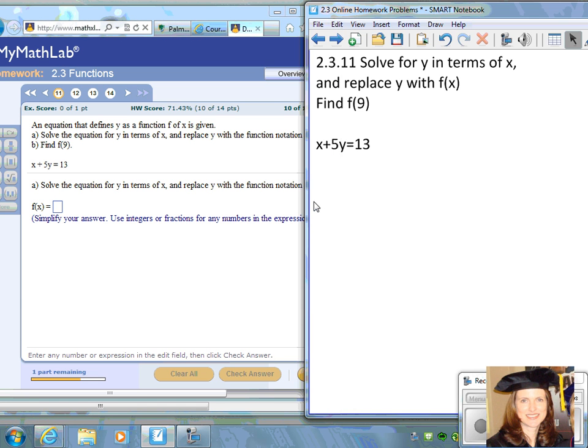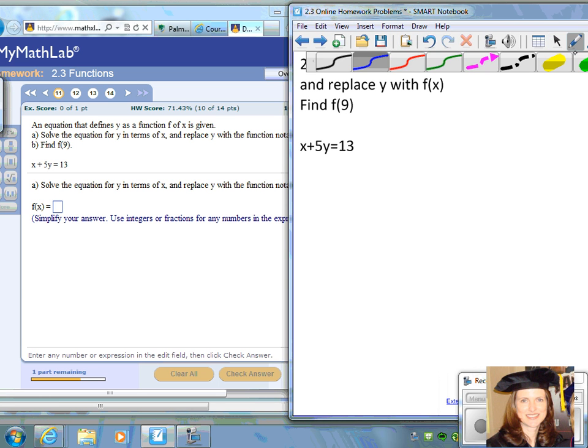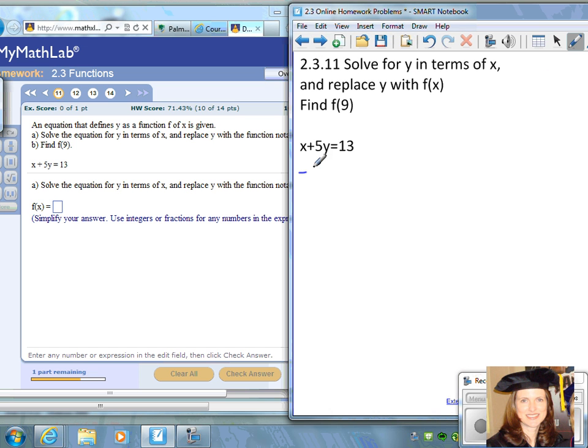So what we're given here is an equation, x plus 5y equals 13. We want to solve for y in terms of x. In other words, we want to get the y by itself. We get the y by itself by subtracting x from both sides of the equation, and that gives us 5y equals, you can write this as 13 minus x, or even negative x plus 13.